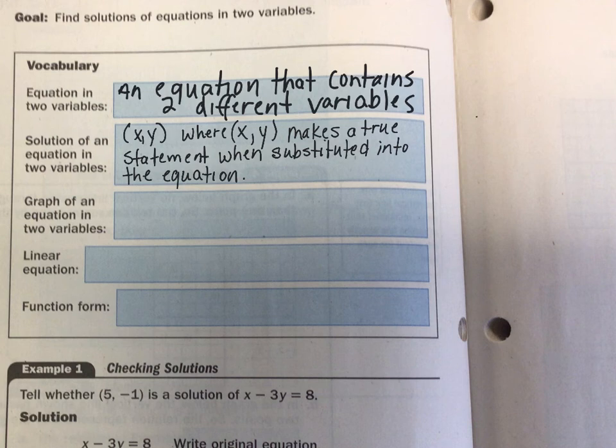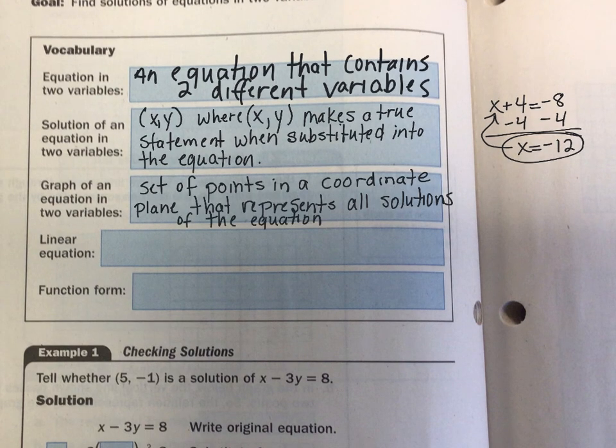Do you guys remember when we did problems like this? X plus 4 equals negative 8. And we subtracted 4, right? And we got x equals negative 12. Remember substituting that in to see if it's true? It's the same thing. Now we're just having x comma y. Okay? So it's a set of all points in a coordinate plane that represents all solutions of the equation.